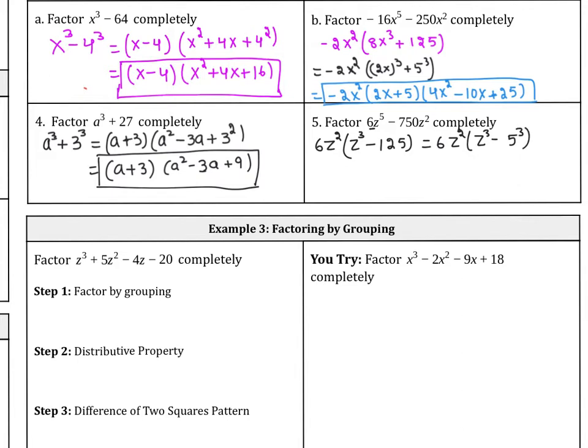Here you're going to apply the difference of cubes formula, with 6z squared as it is. And the formula is z minus 5 times z squared, which is a squared, plus ab, so this is going to be 5z, plus b squared, which is 5 squared, that's 25. So your final answer is this one.